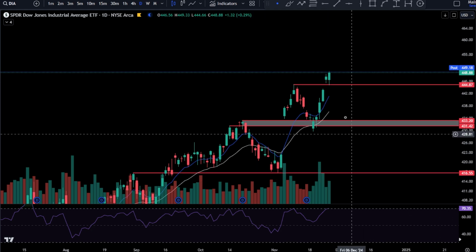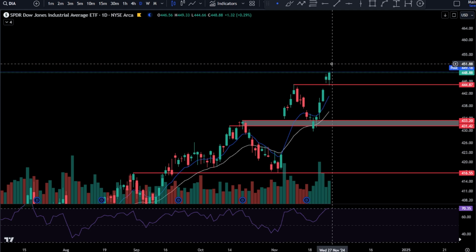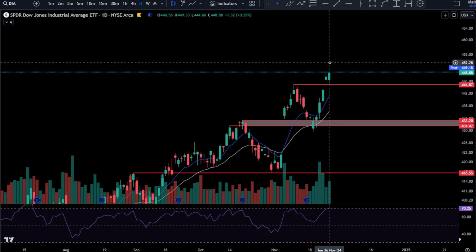I'm looking for continued upside into tomorrow. I'm not saying you don't get an intraday reversal, but I am looking for further upside. If it pulls back, I'm looking for that to be bought.